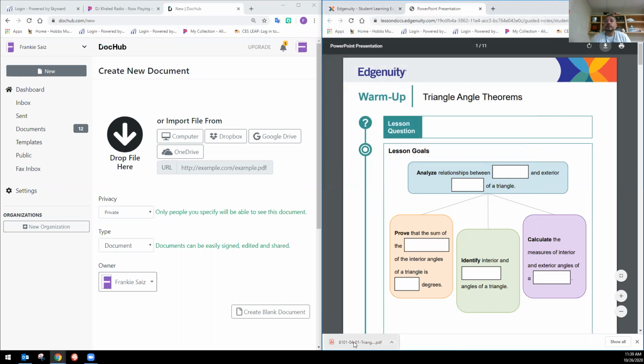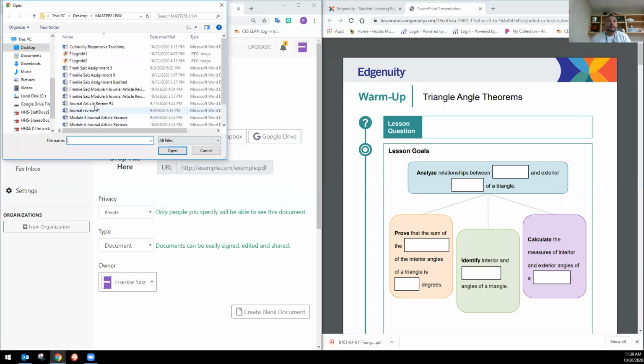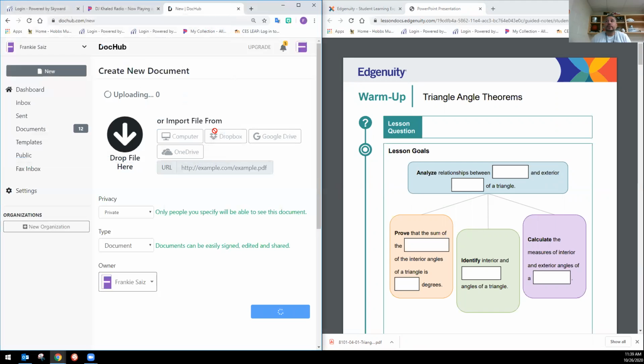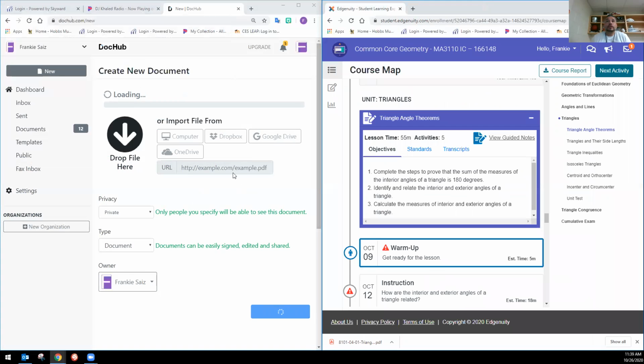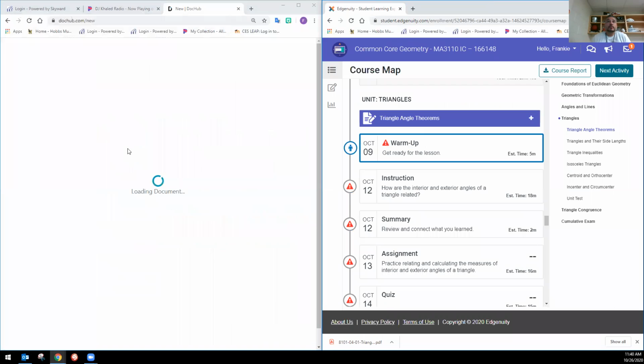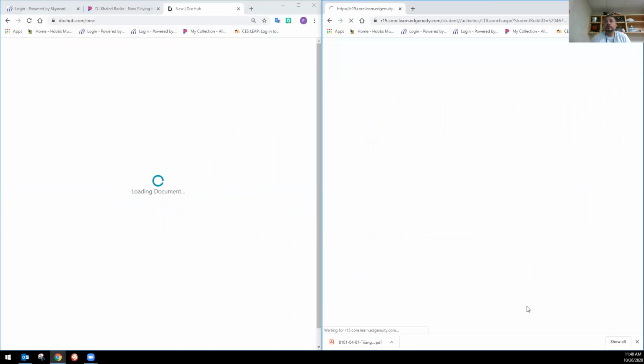Okay, so now come to my computer here and look for my triangles, angle theorems. You can see it's rotating there. I'm going to go ahead and clear this one off, and we're going to get ready to start working with this. Okay, what happened? There it goes. Working a little slow today, I guess. So let's go ahead and get started with the warm-up.